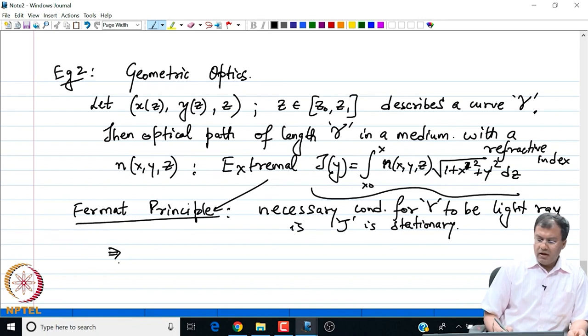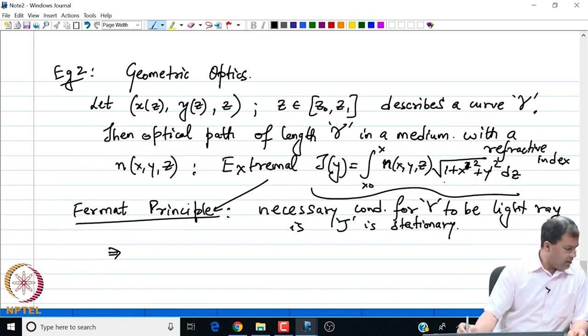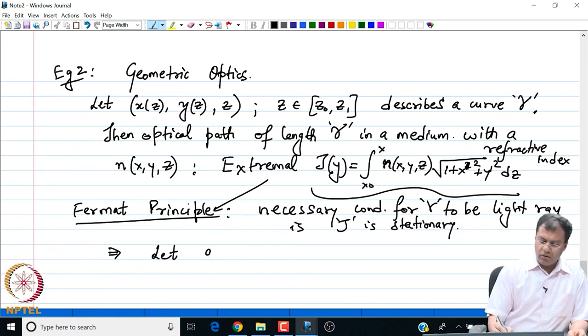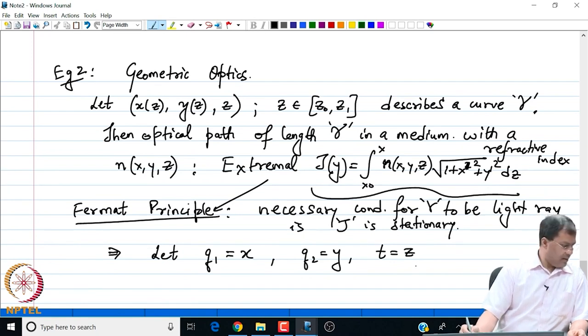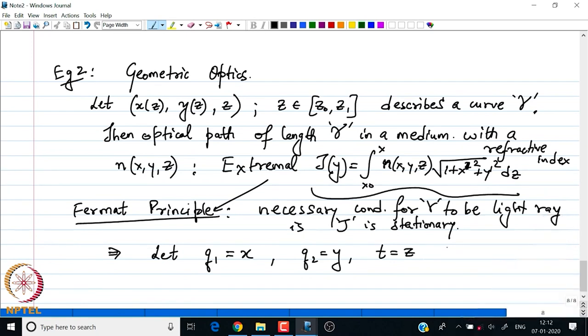So, in order to find the extremal of this functional, let me introduce a new set of variables. My new variable q 1 is x, my new variable q 2 is y, and my new variable t is equal to z, which is the independent variable, right. So, now the interval from z 0 to z 1 is changed to t 0 to t 1, right.